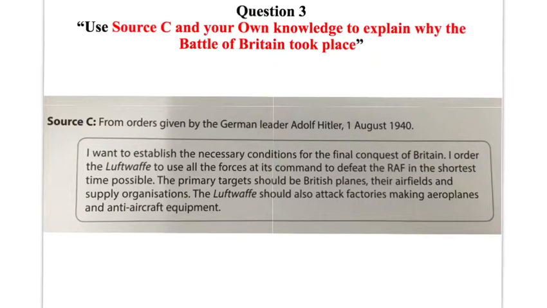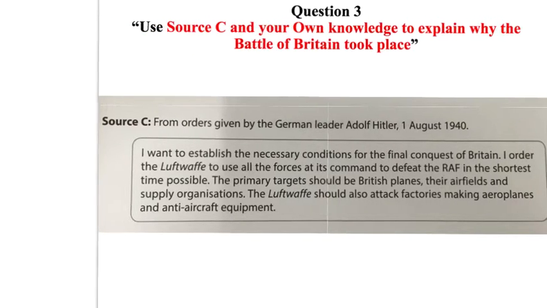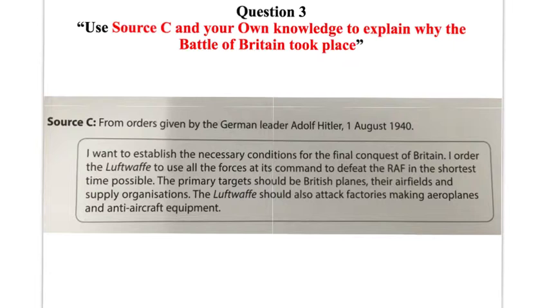So have a look at the source and the question from June 2013. Use the source and your own knowledge to explain why the Battle of Britain took place. Source C, from the orders given by the German leader Adolf Hitler on the 1st of August 1940. I want to establish the necessary conditions for the final conquest of Britain. I order the Luftwaffe to use all the forces at its command to defeat the RAF in the shortest time possible. So he's making conditions for the conquest of Britain in the shortest time possible.